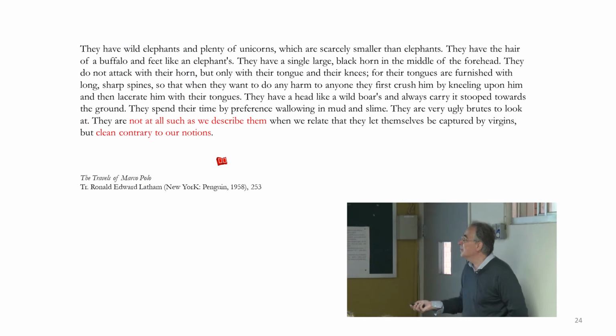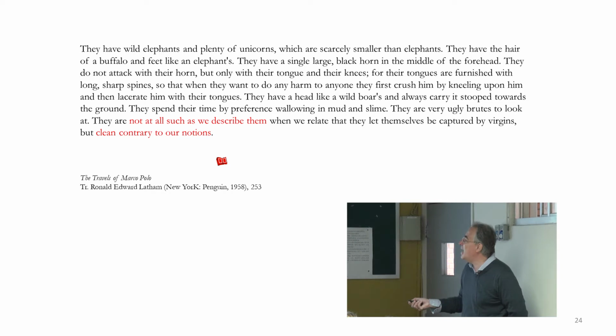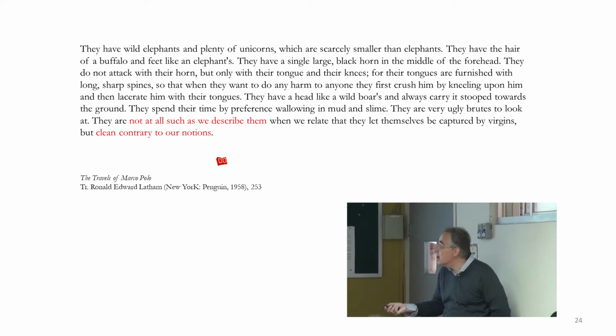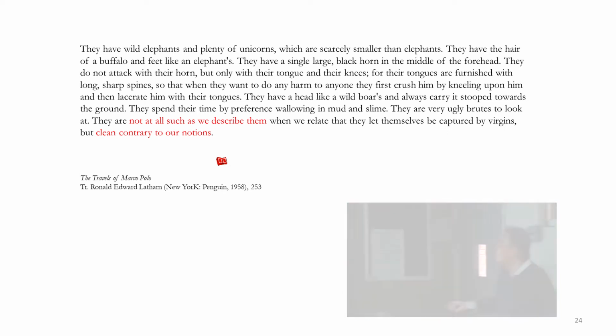They have a head like a wild boar's and always carry it stooped towards the ground. They spend their time by preference wallowing in mud and slime. They are very ugly brutes to look at. They are not at all such as we describe them when we relate that they let themselves be captured by virgins, but quite contrary to our notions.